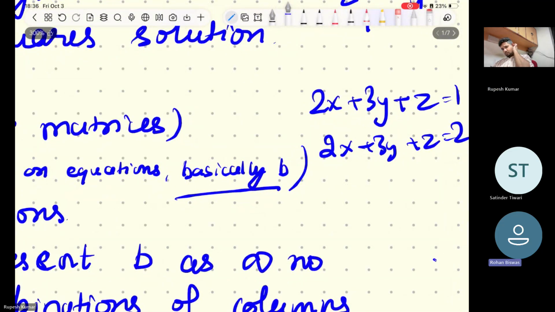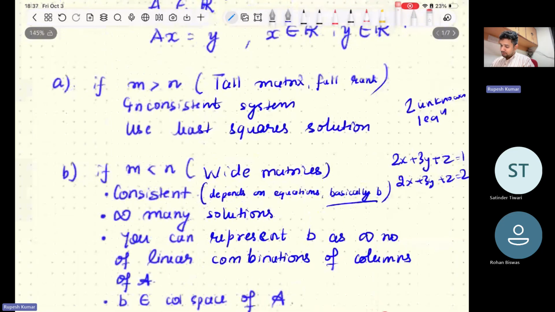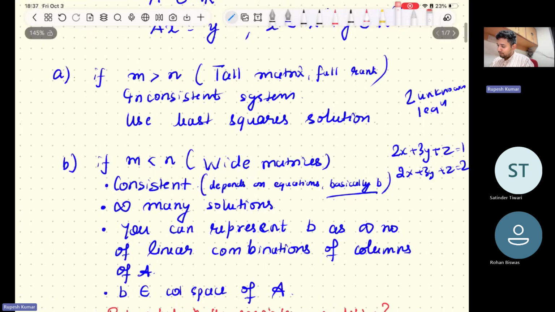We'll get no solution because they're parallel planes. So these are parallel lines, right? Geometrically, this will form a parallel line, and you will never get a single point of intersection, any point of intersection. So basically, it can be consistent depending upon the value of b, depending upon the value of p here. So what is the value of p will define if we get a consistent system or not, right?